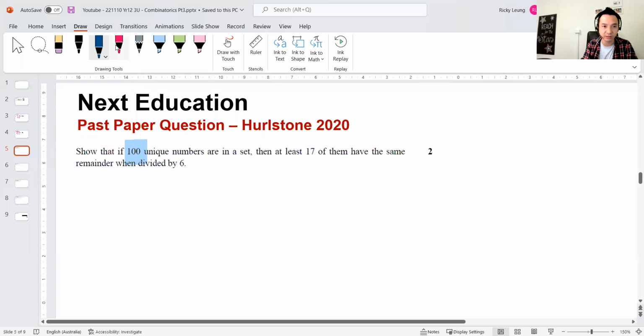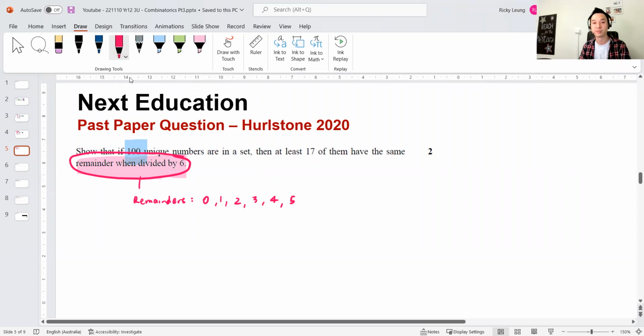So let's see. Divide by 6, guys. When I divide by 6, and we're talking about remainders here, that tells me what my pigeonholes are. N equals 6. So actually, let me do it like this. What are the remainders? If I divide a number by 6, what can the remainders be? It can be 1, 2, 3, 4, 5, and of course, there's a remainder of 0 if it's completely divisible. So in this case, N is 6, which represents the pigeonholes.